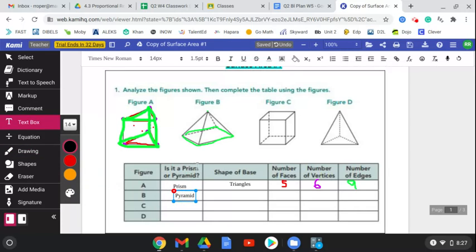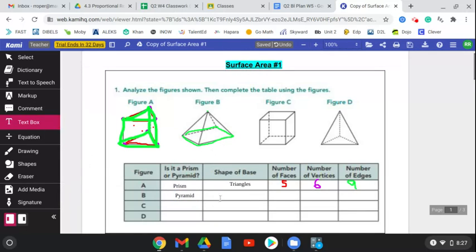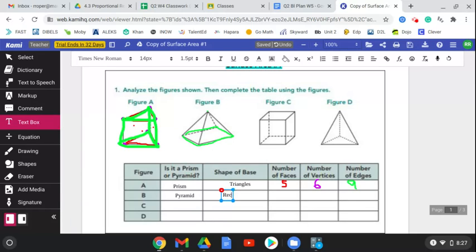Okay, now what is the shape of its base? The shape of the base here is a rectangle, right? And so we would type in rectangle for the base. So this would be a rectangular pyramid.